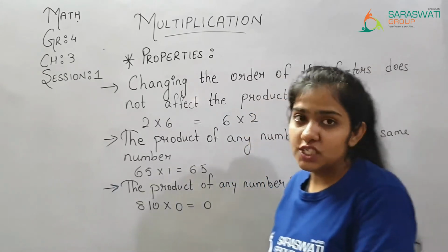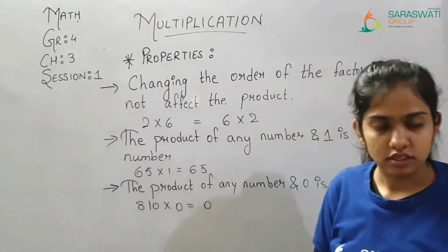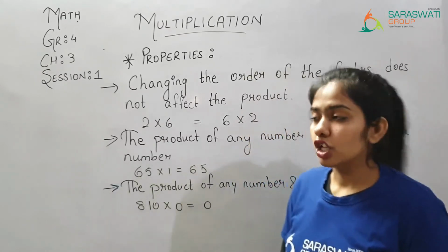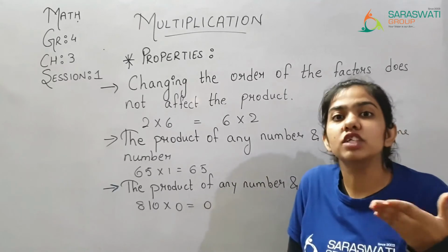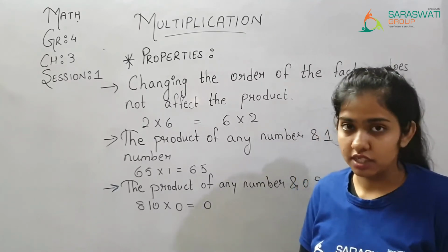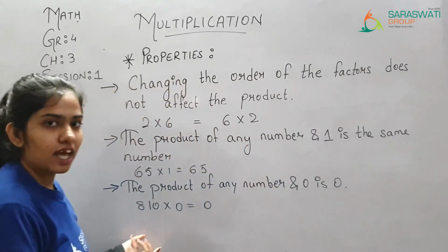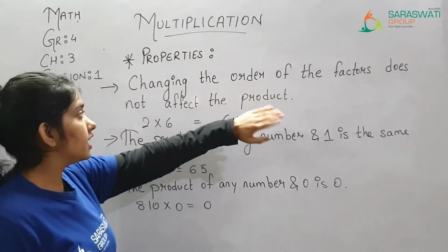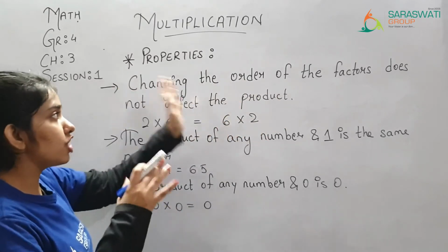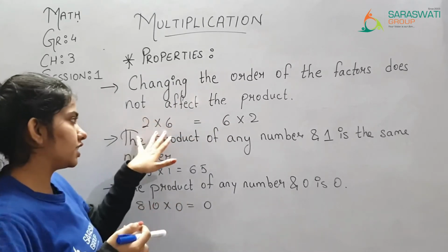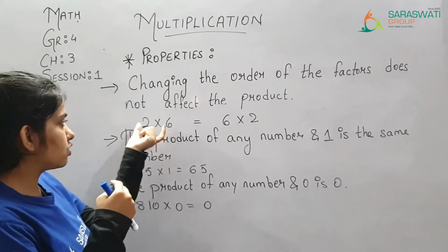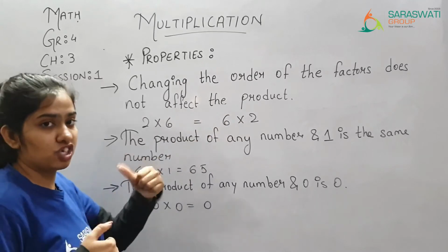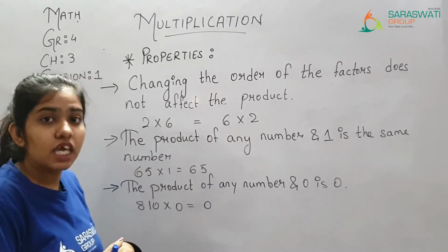There will be no changes in the answer of that product of that number. So these are the 3 properties which you have learnt in your previous class and which we have also recapped. And what are these properties? Let's have a look again. The first one was that changing the order of the factors does not affect the product. Like 2 into 6 or 6 into 2 will not affect the product, and there will be no change in the answer.